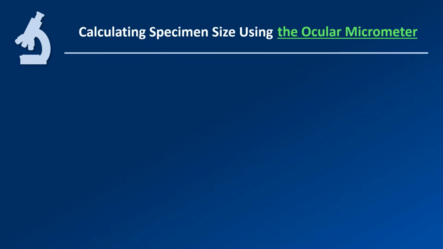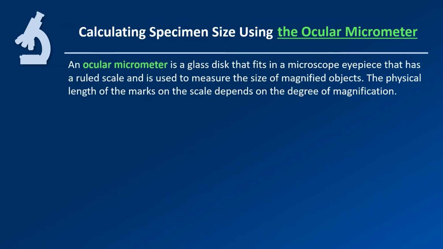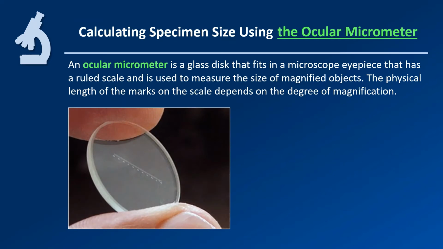Let's take a look now at a second way to measure the size of a specimen. This is using something called an ocular micrometer. An ocular micrometer is actually a much more accurate way to measure the size of a specimen because we are actually measuring it directly. So what is an ocular micrometer? It's basically a glass disc. It looks something like this, and it is built right into the eyepiece of the microscope.